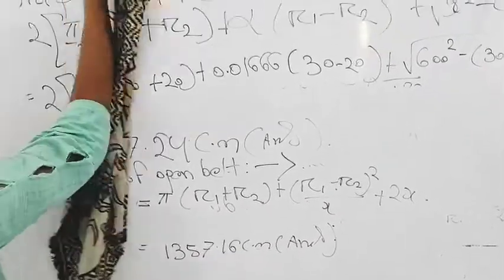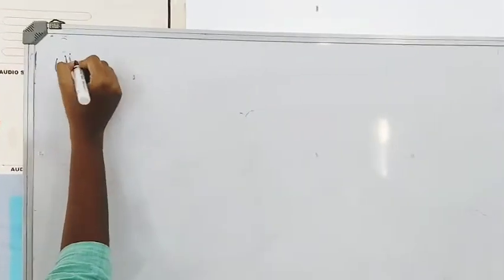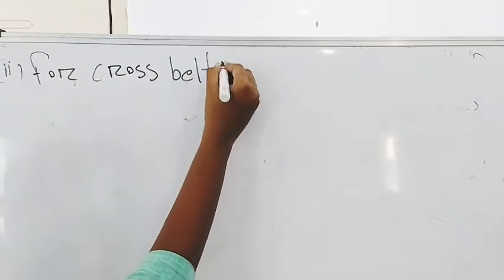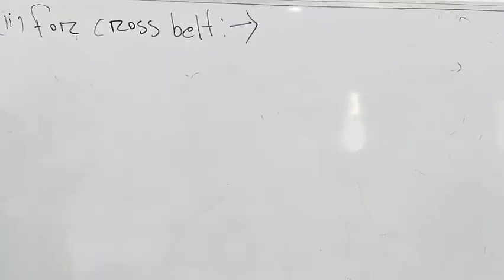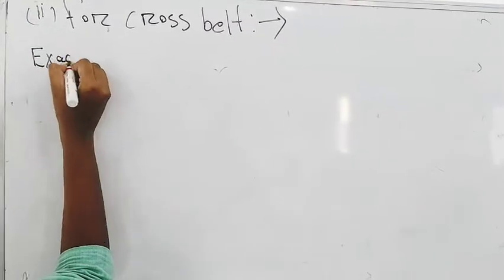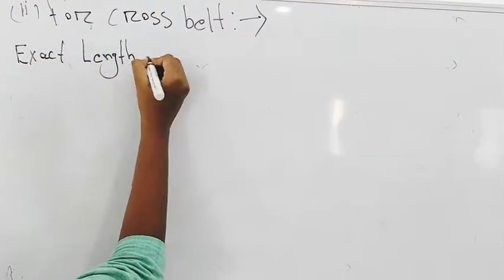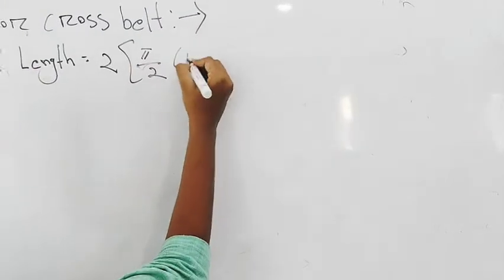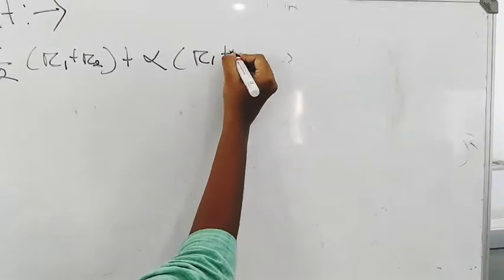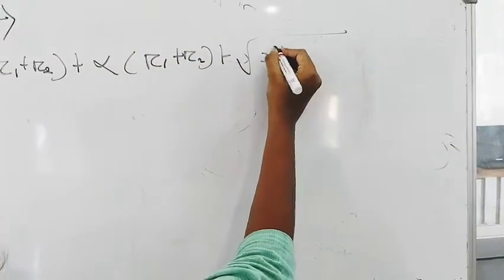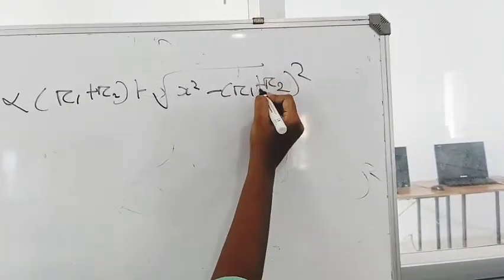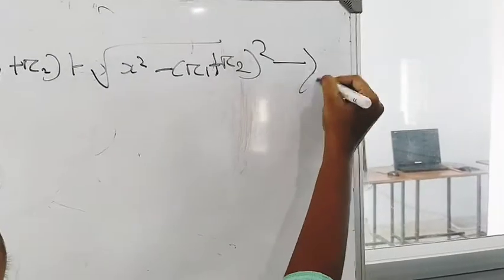Then we are going for the cross belt. Now it is for the cross belt. The procedure will be the same, the formula is a little bit different. First is the exact length: 2 into [pi by 2 (r1 plus r2) plus alpha (r1 plus r2) plus root of x square minus ... sorry, it is plus (r1 plus r2) the whole square]. It is equation 2.